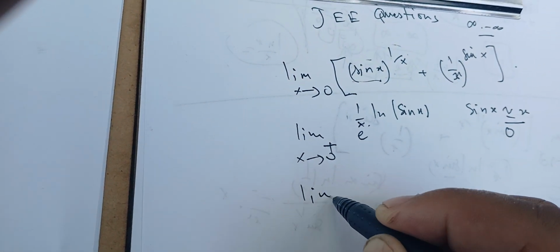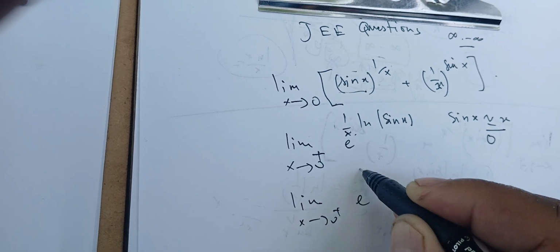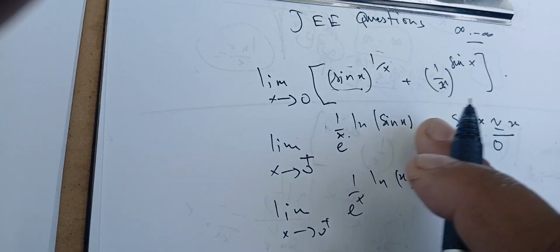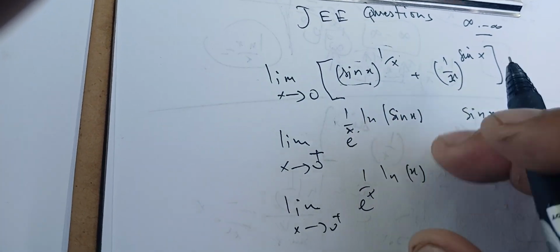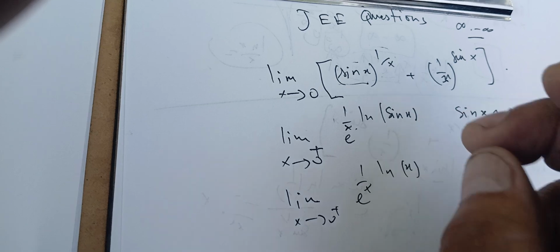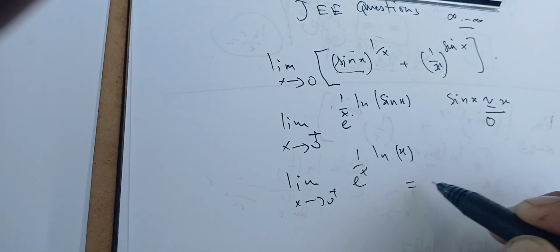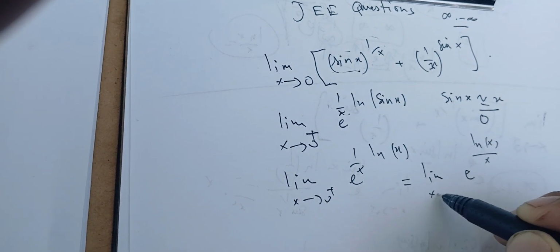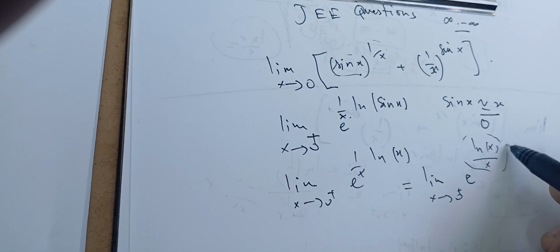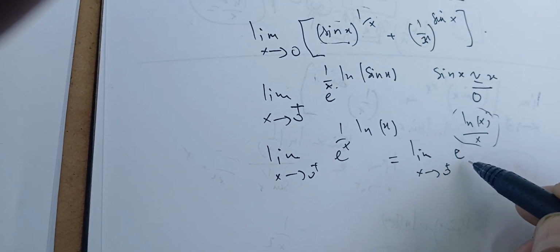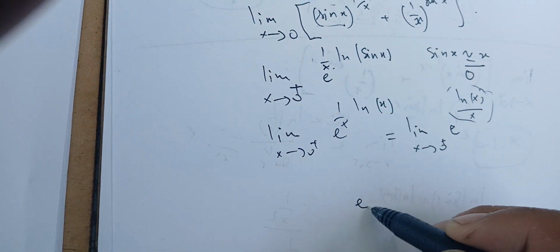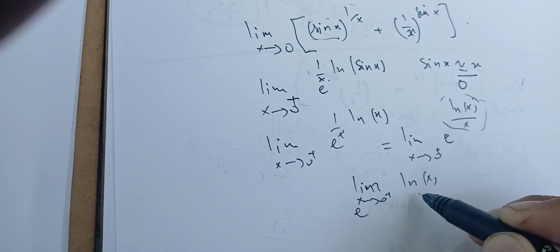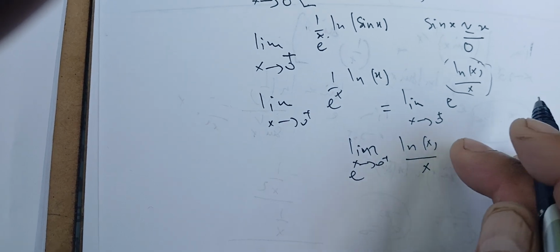Here we have the limit as x goes to 0 plus of e to the (1/x) ln of x, because the behavior is the same and sine of x is positive and very small, close to 0. We can write this as the limit of e to the ln of x over x as x goes to 0 plus. The exponential is continuous, so we can bring the limit inside: the exponential of the limit as x goes to 0 plus of ln of x over x.